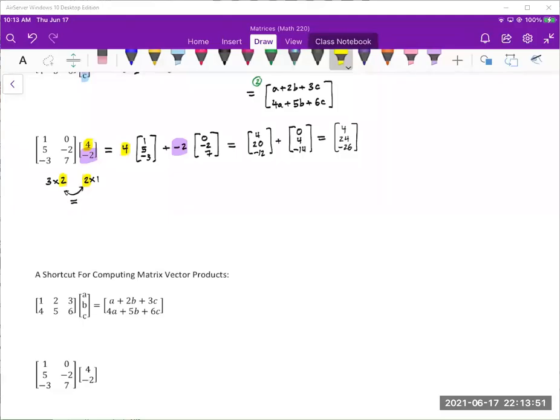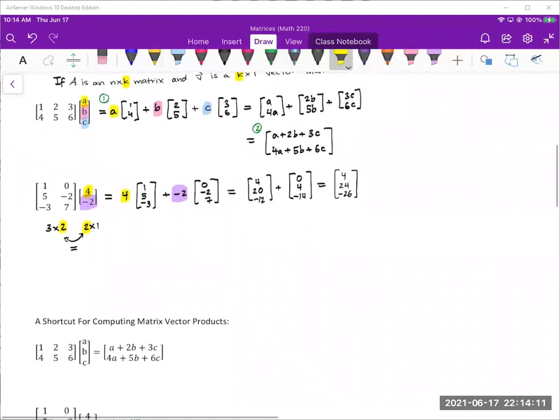I wanted to show you a shortcut for computing matrix vector products that we can see when we look at the format of our answers when we're doing a matrix vector product. Okay, so I've written out this first problem that we looked at, the matrix 1, 2, 3, 4, 5, 6 multiplied by the vector A, B, C.